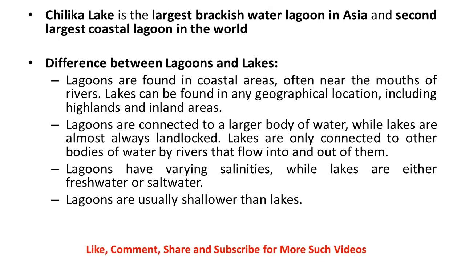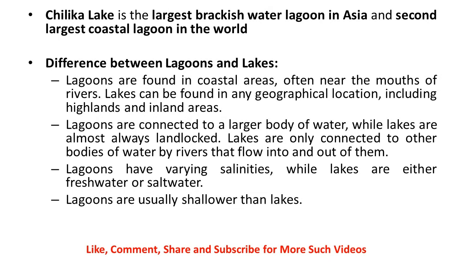Lagoons have varying salinities, while lakes are either freshwater or saltwater. Right? So we just now discussed our saltwater lake, which is Sambar Lake, and the freshwater lake, which is Wular Lake. This Chilika Lake is a lagoon having varying salinities. Its salinity varies from freshwater to seawater or less than seawater depending on the area. Close to the river it will be more freshwater, or the salinity will be very less, compared to as it goes towards the ocean, the salinity levels will increase.